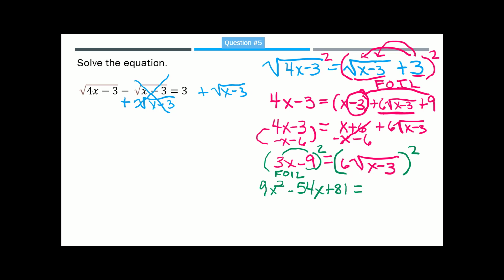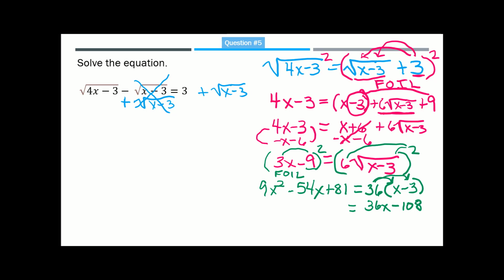On the right-hand side, we cannot forget to square the 6. So that's going to be 6 times 6, or 36. When we square this radical, that radical is going to drop away, and we have x minus 3. All right, now I need to distribute the 36 into this binomial. 36 times x is 36x, and 36 times negative 3 is negative 108. This is where I slow down, don't want to make any mistakes.